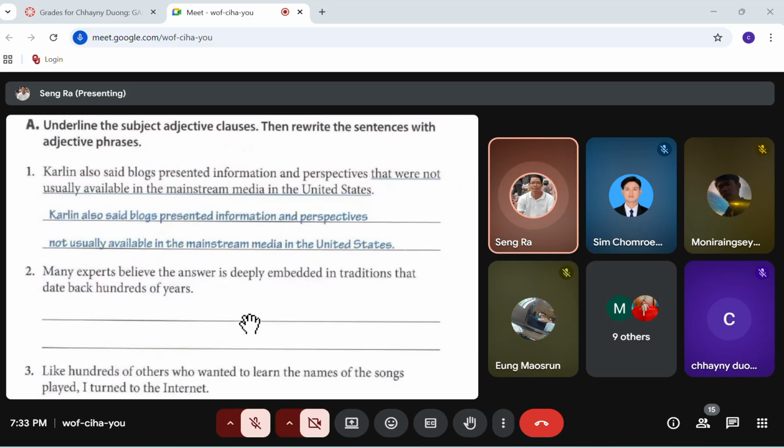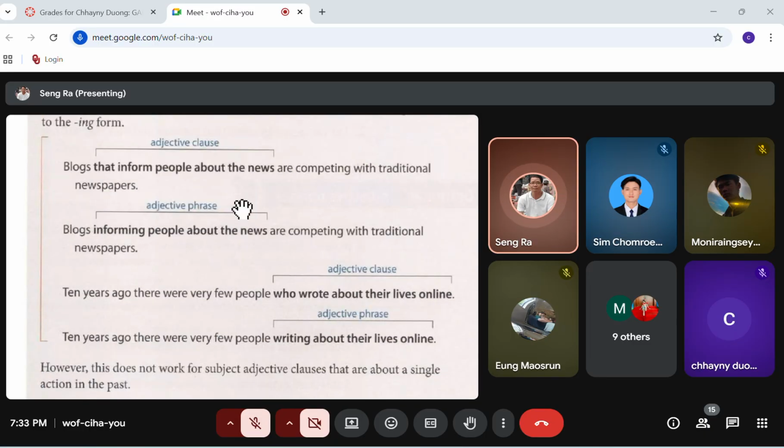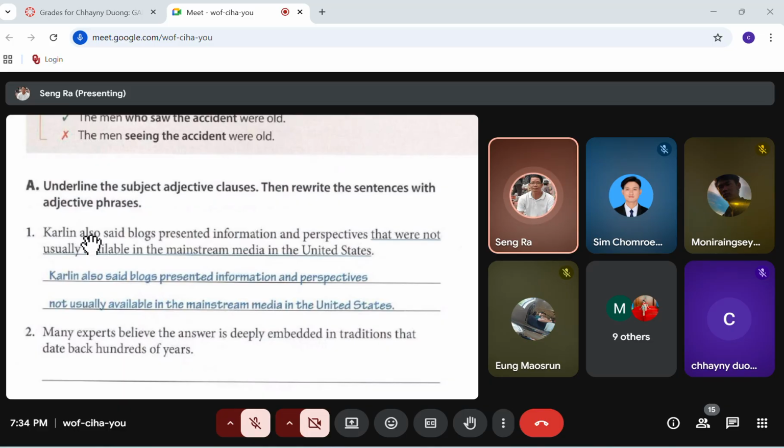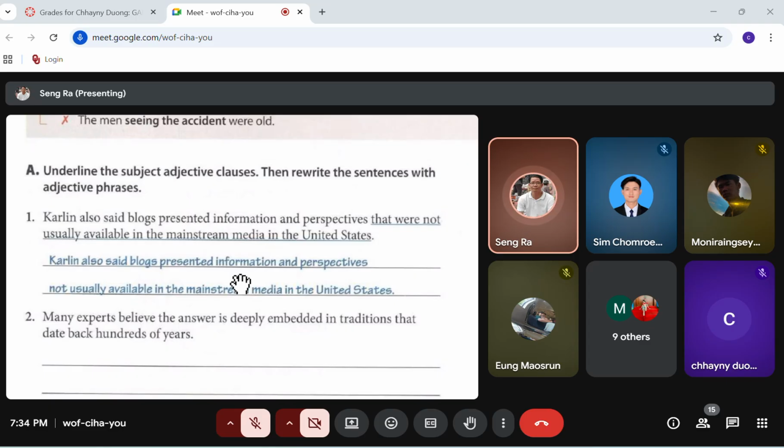Okay, I think this is the practice of this one. Many experts believe the answer is. Kalin also said blogs presented information and perspectives that were not usually available in the mainstream media in the United States. From here, the underlined one, that were usually available in the mainstream media in the United States, you reduce it to a participial phrase.